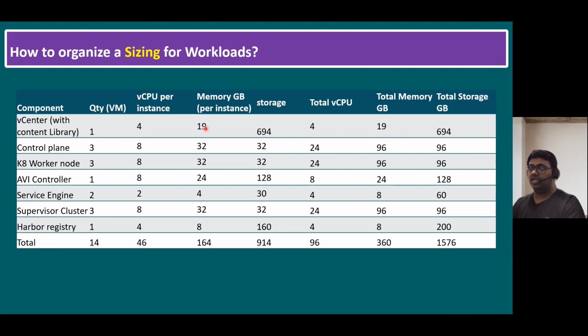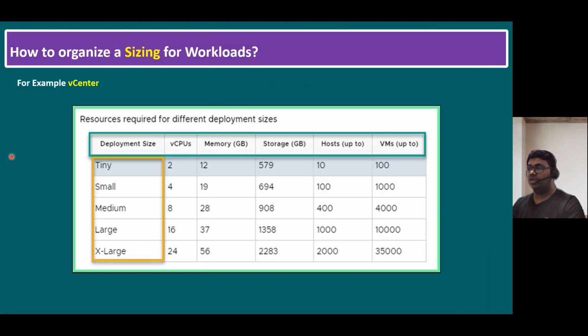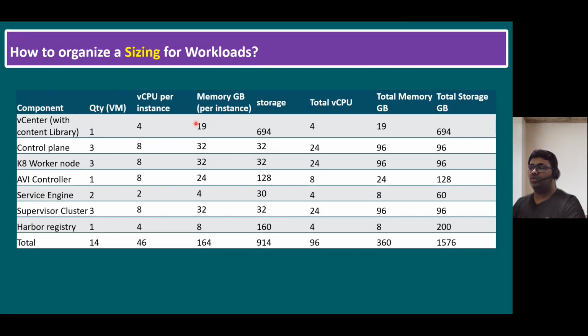4 CPU, 19 GB. For CPU, we came to know from our actual appliance size for small is 419. These values only I mentioned in this table: 4 CPU, 19 GB, and 694 GB. But the vCenter count is only one, so the total CPU, memory, and GB are the same. And control plane VMs are 3 VMs, but each VM we require minimally 8 virtual CPU, 32 GB memory, 32, and we have to multiply with the 3. This is the total value.